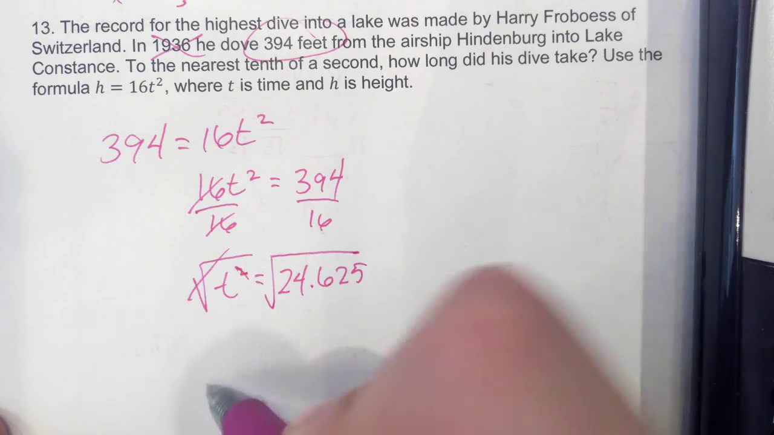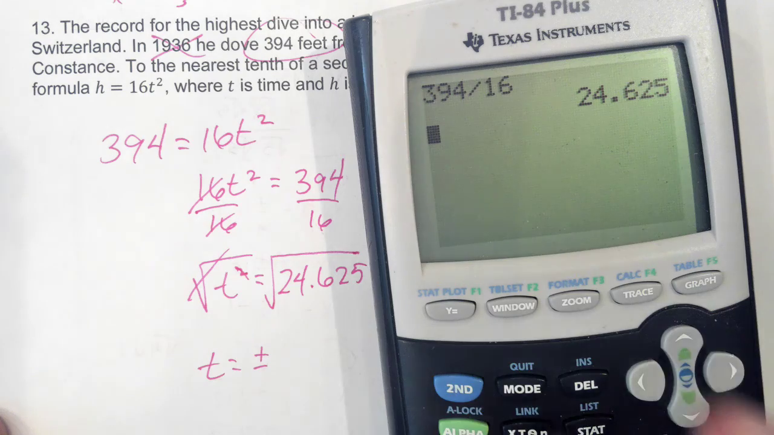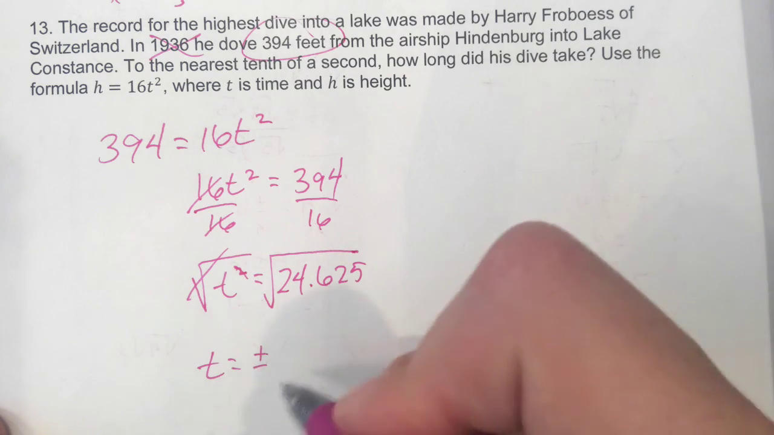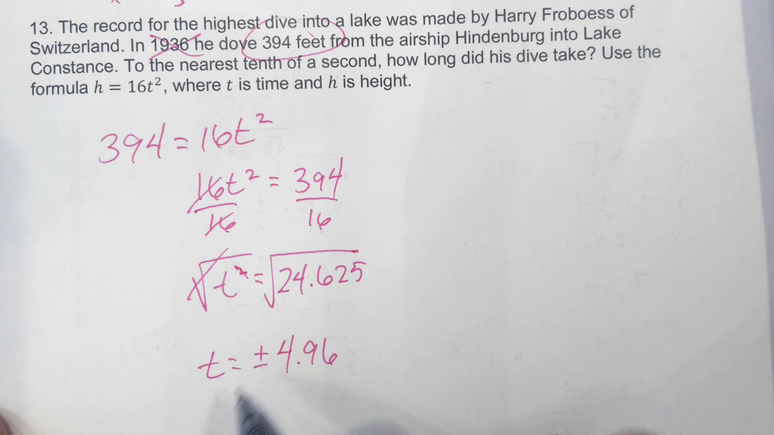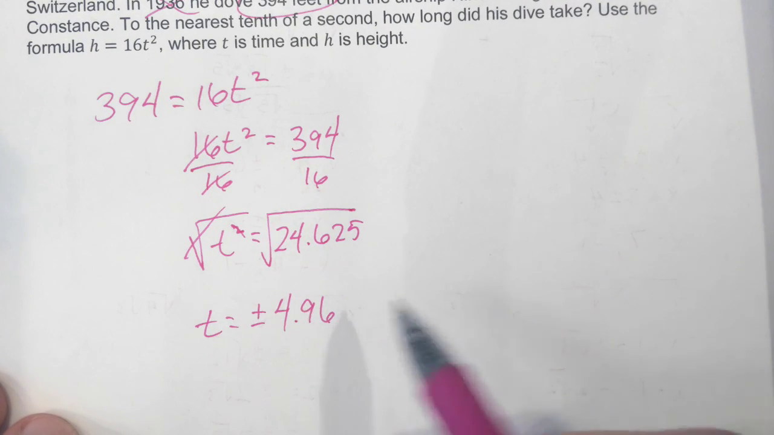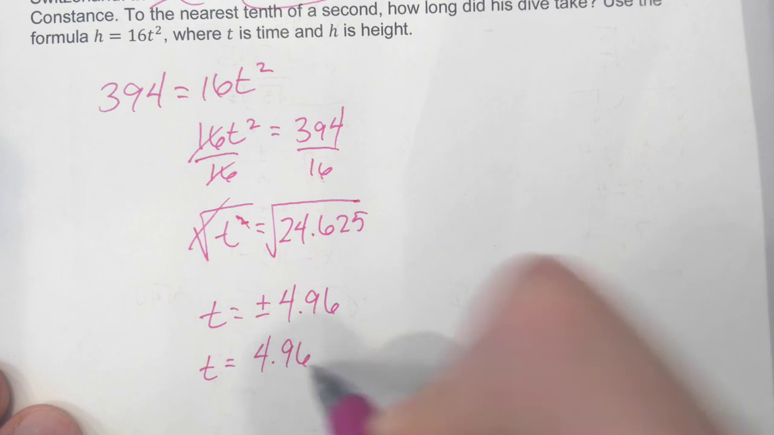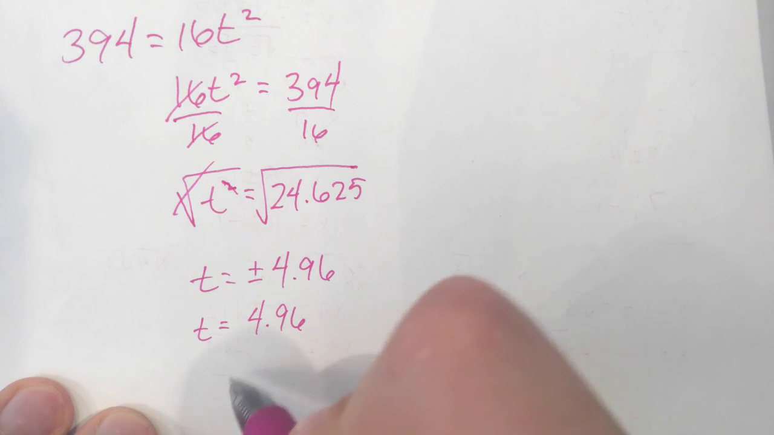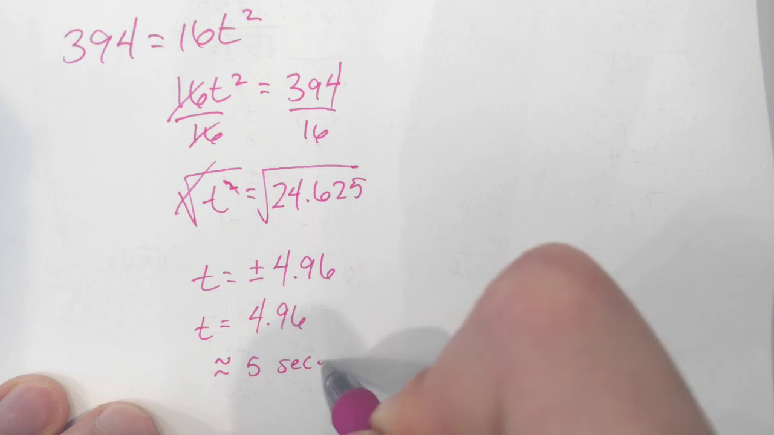So how do you get t by itself? You square root both sides. Now, normally you would get plus and minus, right? So let's take the square root of that. 4.96. But this is time. You can't be jumping for negative 4.96 seconds. You in fact would be jumping for positive 4.96. So we reject the negative answer because it doesn't make sense, and then round it to the nearest tenth. This actually rounds to about 5 seconds.